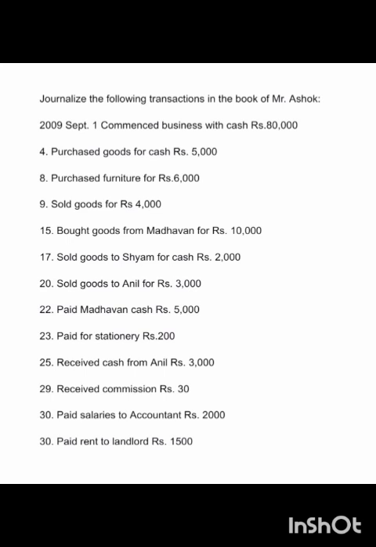September 29. Received commission, rupees 30. September 30. Paid salaries to accountant, rupees 2,000. September 30. Paid rent to landlord, rupees 1,500.